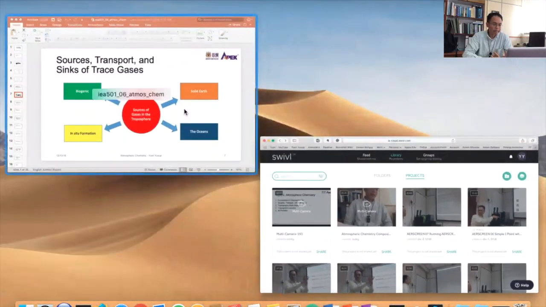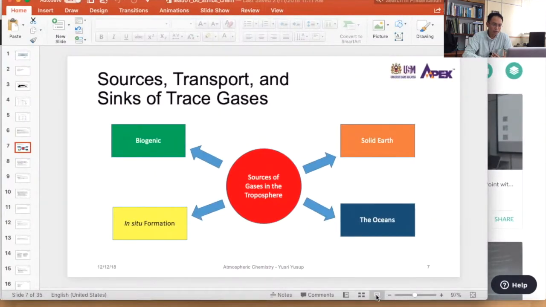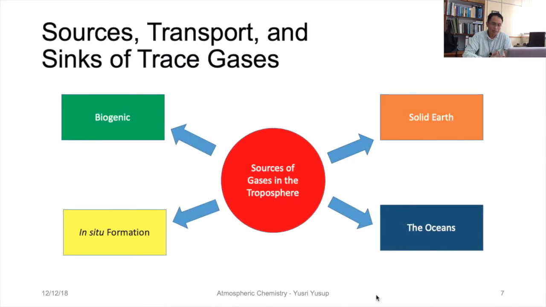We go into the second topic, which is the sources, transport, and sinks of trace gases in the atmosphere. Trace means very minute or very small amounts of gas in the atmosphere in comparison with all the other gases, those major gases like nitrogen gas, oxygen gas, and even carbon dioxide gas.